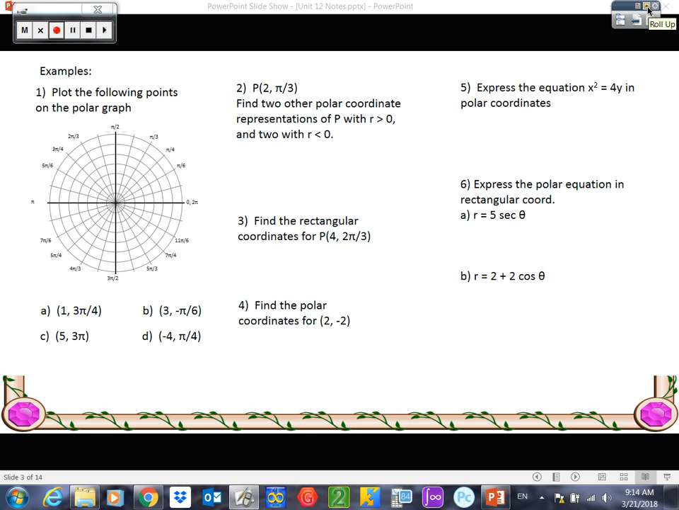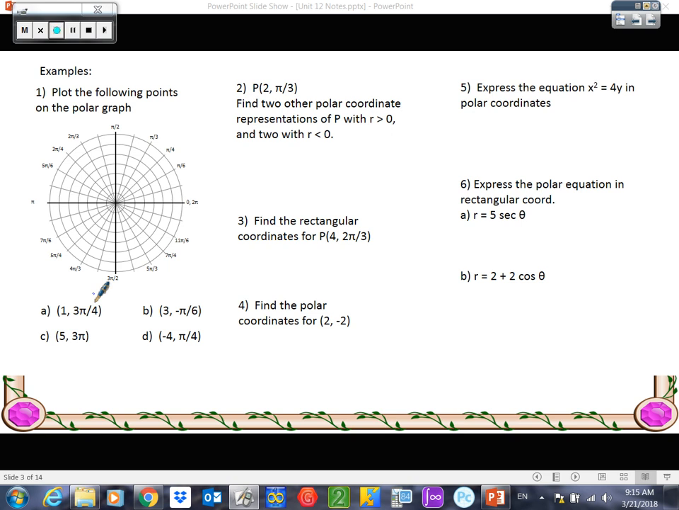So here is a picture of a polar grid. On Moodle, I do have some blank polar grids if you want to print them out, if you need them for something. I'll give you the polar grids that you need for the daily work and such, but if you need extra practice, you can certainly print those off.